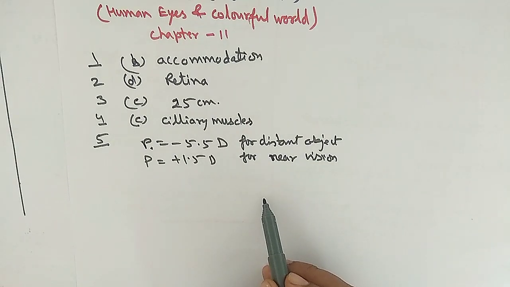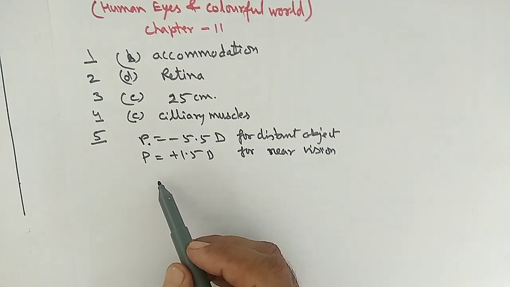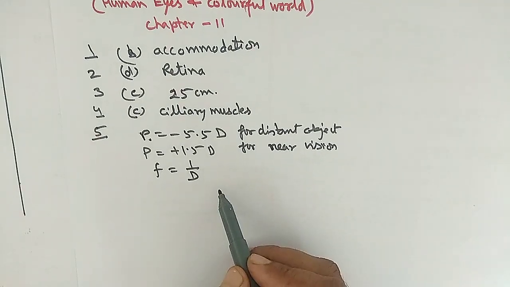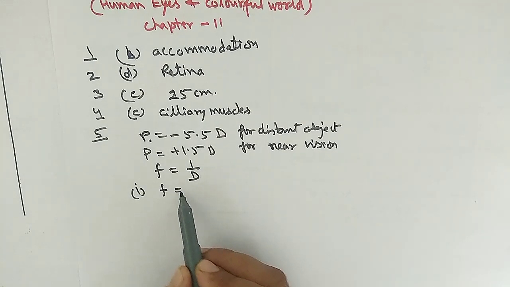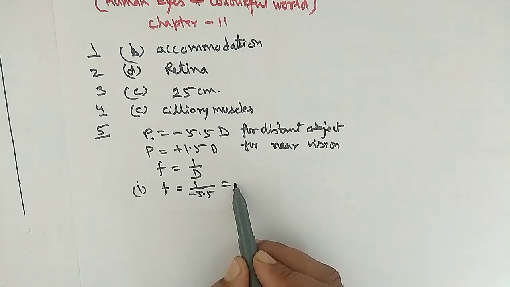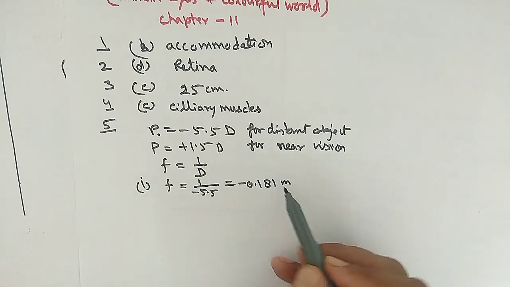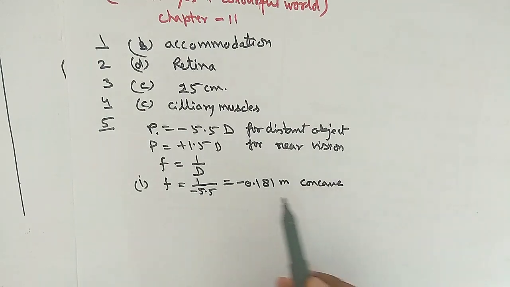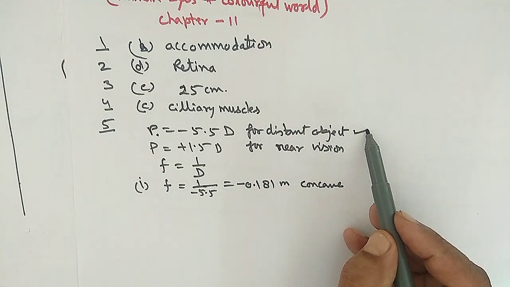What is the focal length of the lens required in distant vision and the near vision? In both cases you have to find the focal length. You know focal length is equal to 1 upon P. Using this concept, taking the first part, F is equal to 1 upon minus 5.5, which is equal to minus 0.181 meter. Which type of lens is it? It is a concave lens. This is required for the distant object.